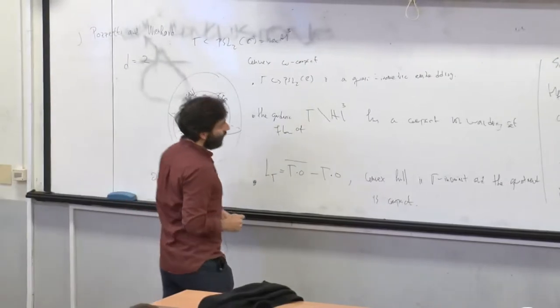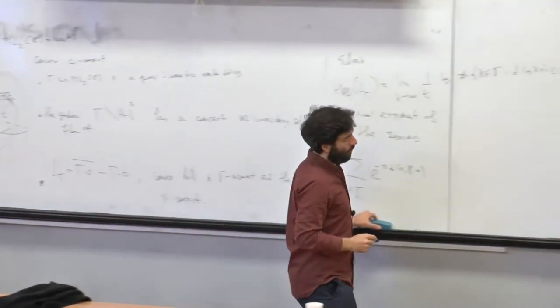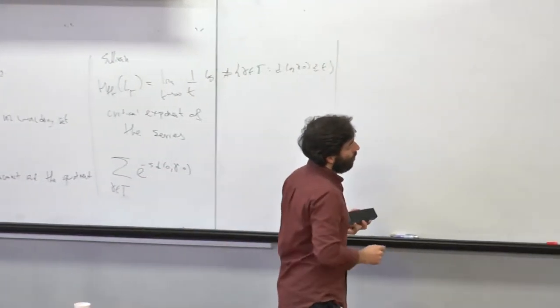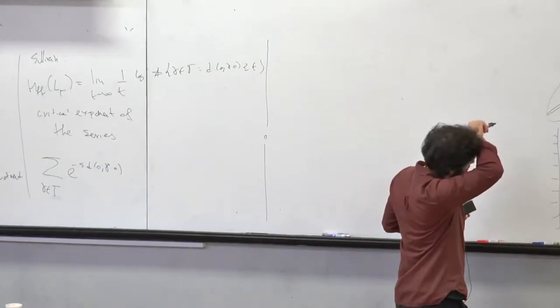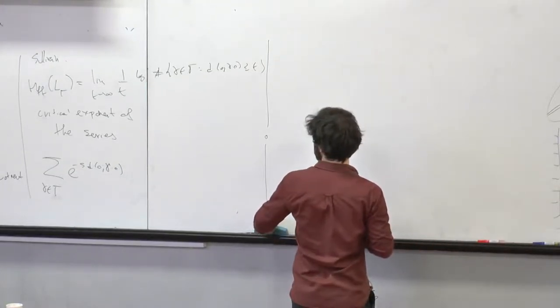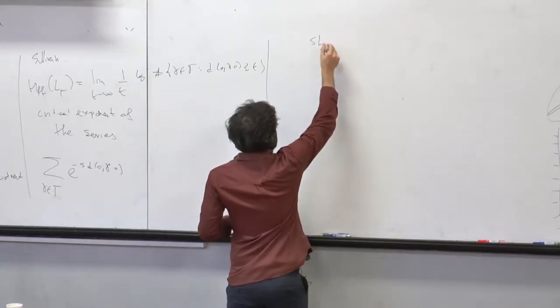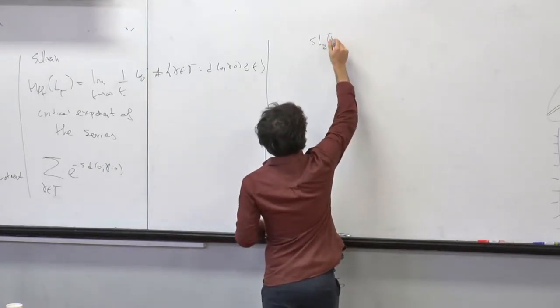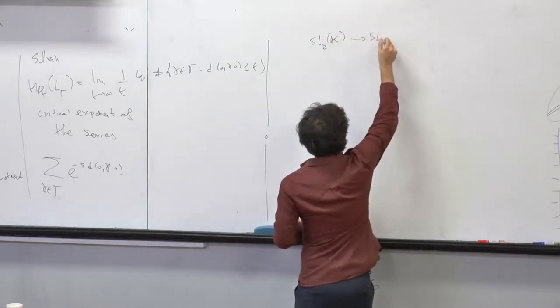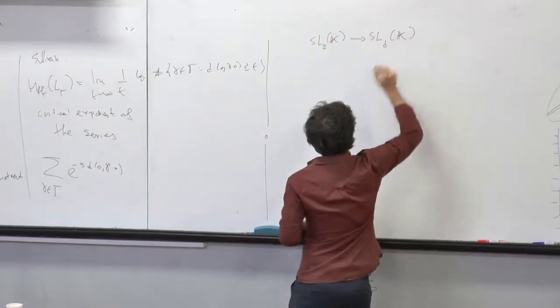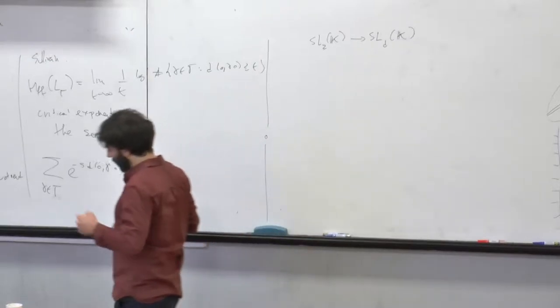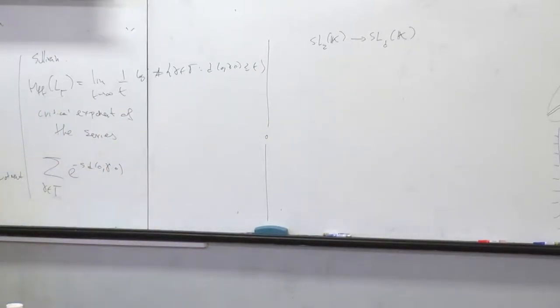So we're going to take this example and put it in some non-conformal situation. Maybe I don't want to erase that drawing. So what are we going to do? The first thing we're going to do is to put our SL2 in some SLD, right? So this is the first thing we're going to do.